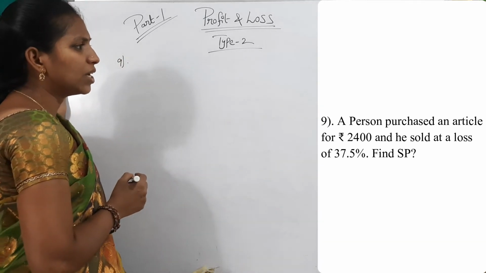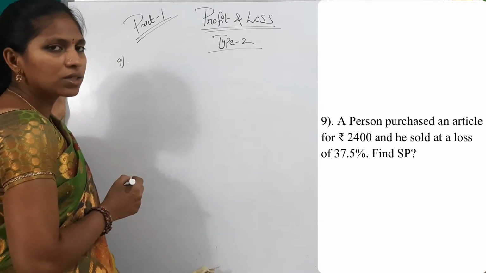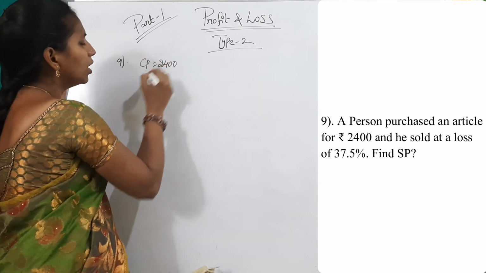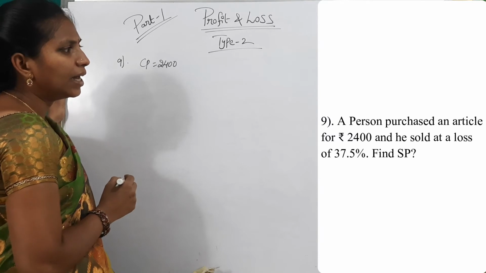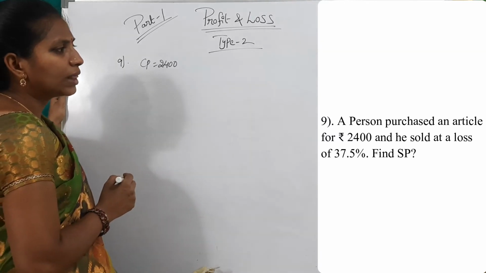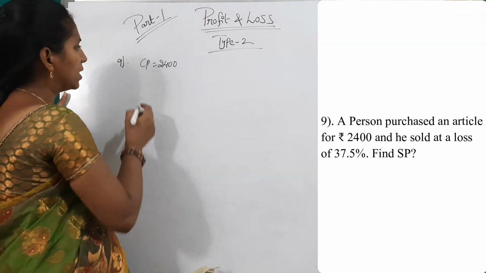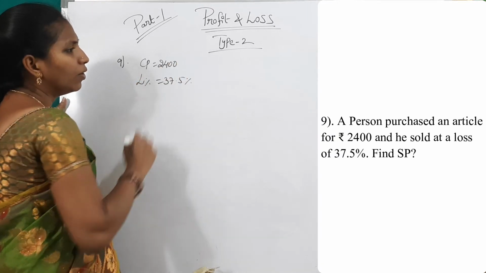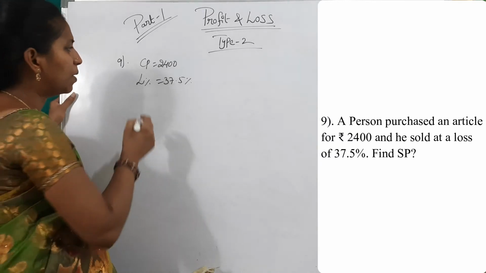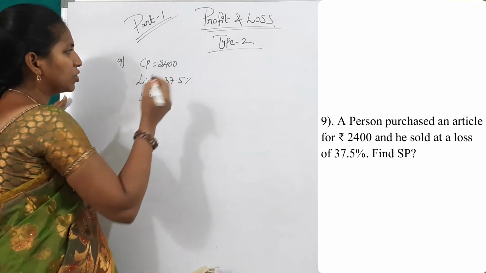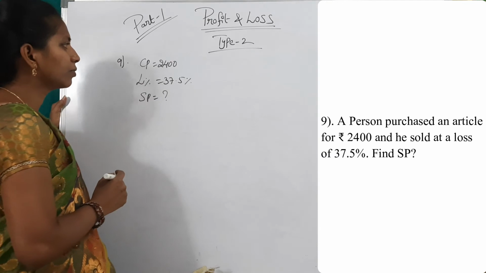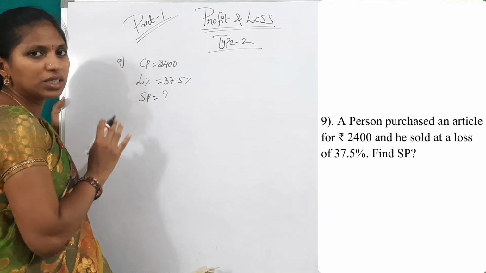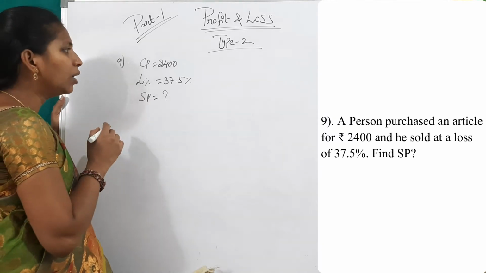Now see 9th question. A person purchased an article for 2400 rupees. Purchased cost price equals 2400 rupees. And he sold at a loss of 37.5%. Loss percentage equals 37.5%. Find SP. SP equals how much? Try to solve this question in method 1 yourself. I want to explain in method 2.